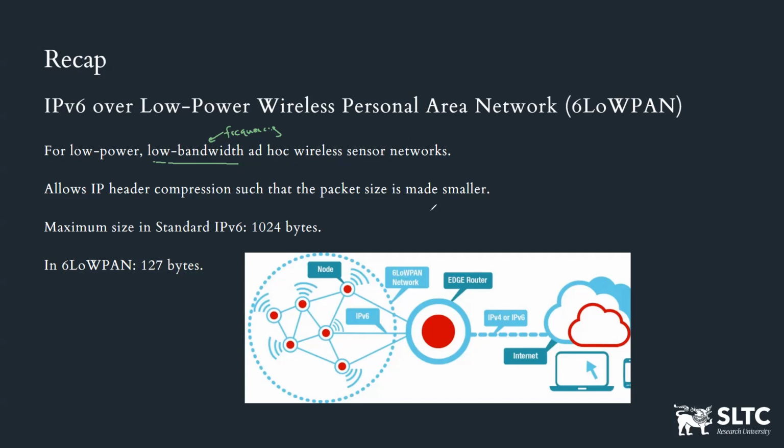The main speciality in this protocol is that it allows IP header compression that makes the packet size much smaller than the actual IPv6 packet. The maximum size in a standard IPv6 packet is around 1024 bytes, whereas in 6LoWPAN it's about 127 bytes. So in 6LoWPAN the packet size is smaller, therefore we are able to send short packets to send our data.